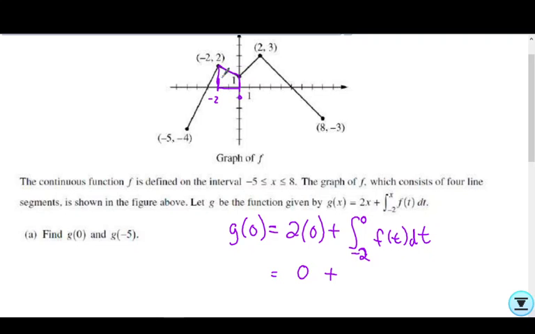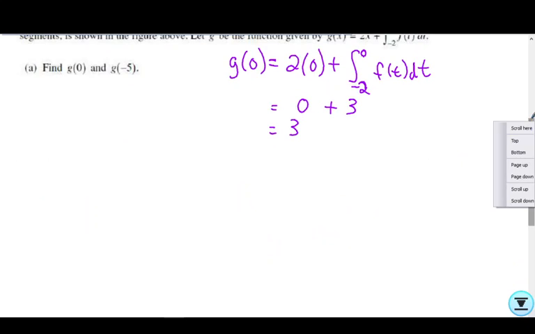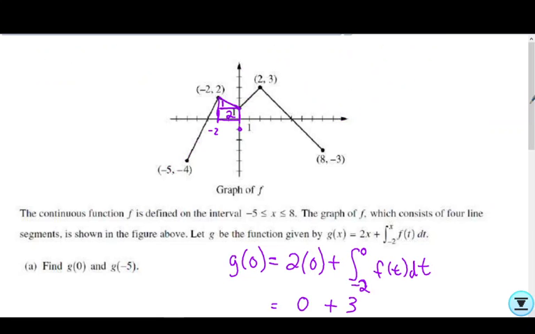Really easily, we can split it up into geometric figures. We have a rectangle of area 2 and a triangle with area 1, just using 1/2 base times height. So that area is 3, and our answer is 3. That's it. This problem is just conceptual. So, the next part.